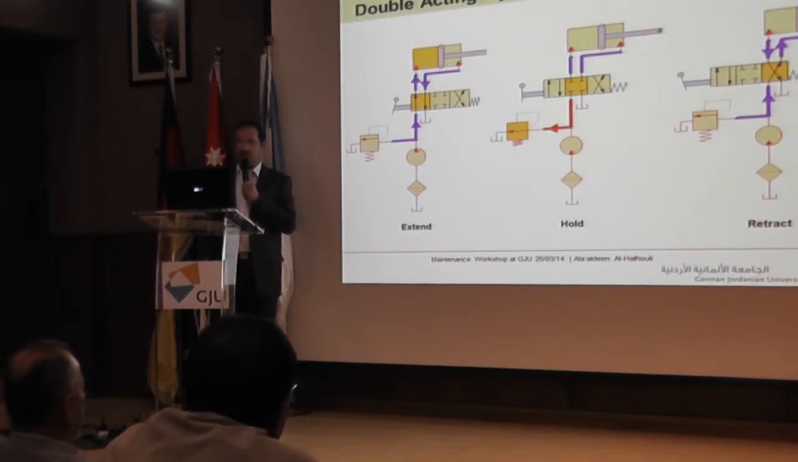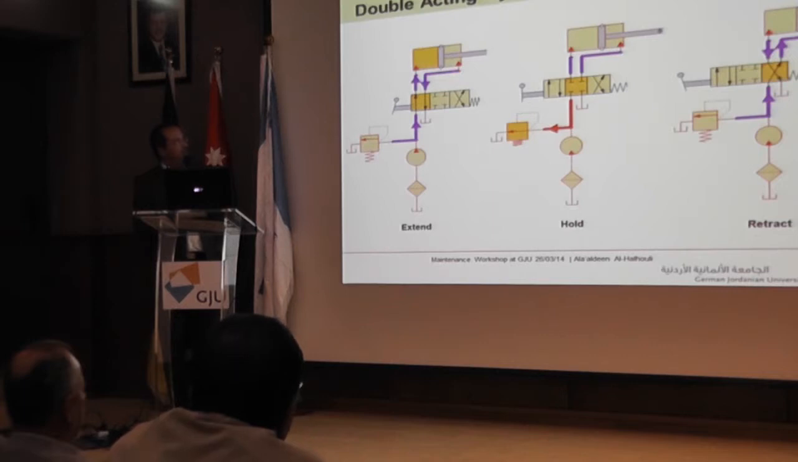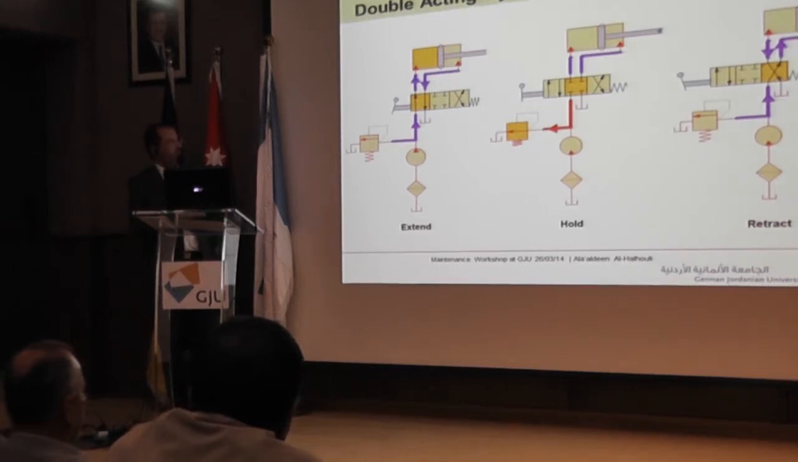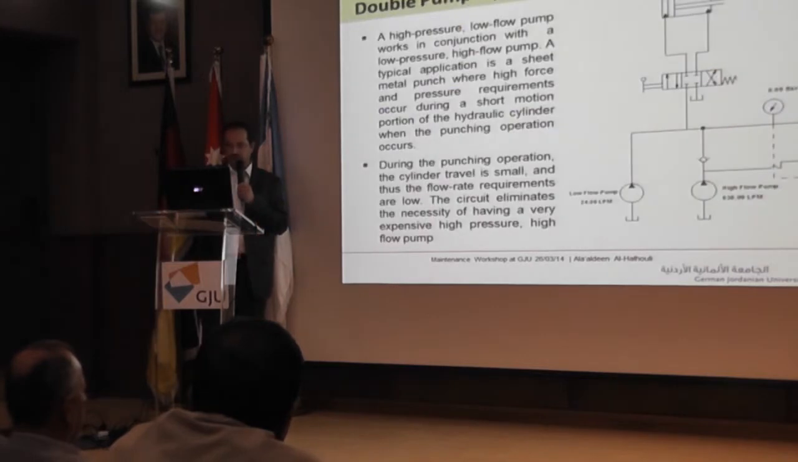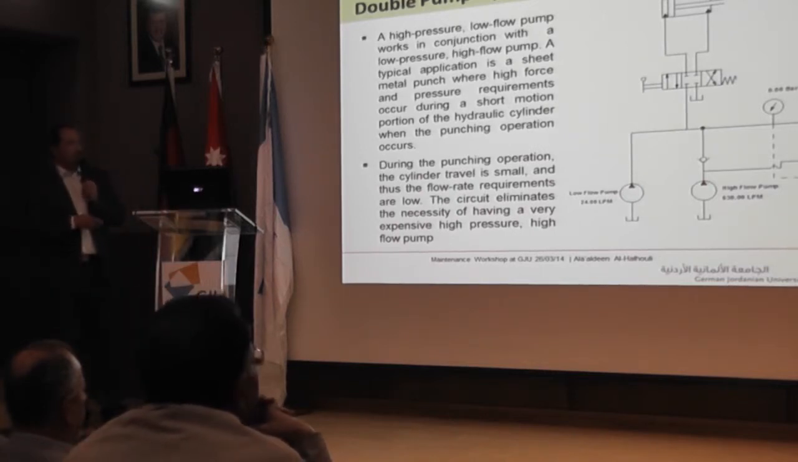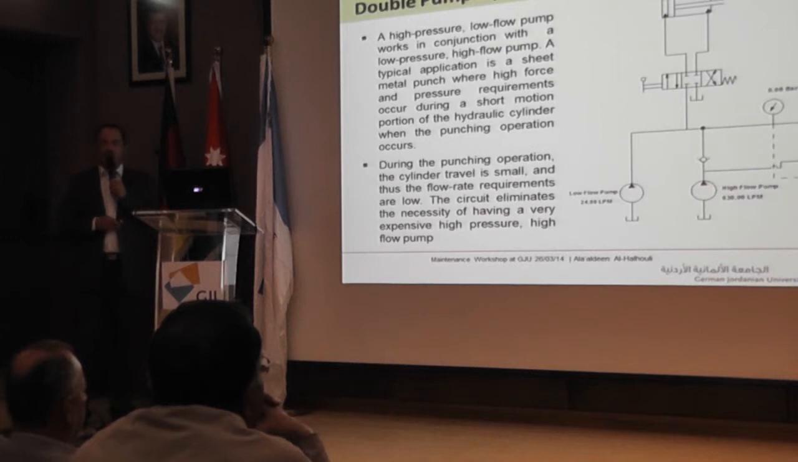This is just a second example on a double acting cylinder. In this case, you can control the movement between extension, holding, and retracting by changing the position of the direction control valve. Here is just an example of such circuits, which is also used for punching operation.